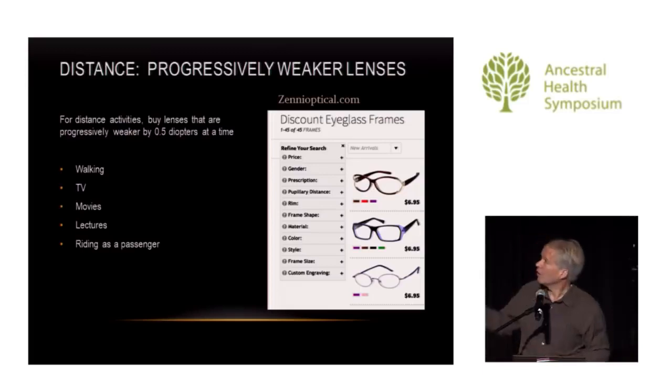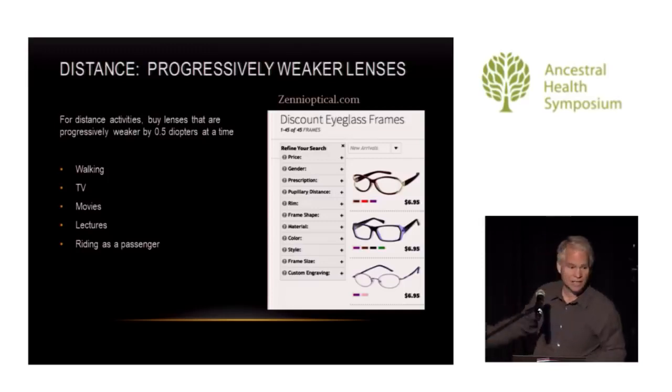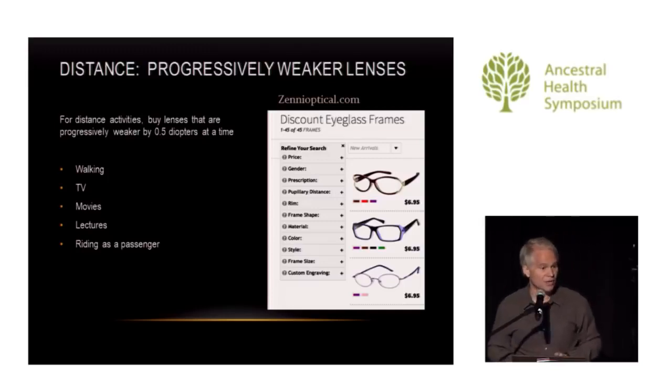But if not, go online, go to zennioptical.com, put in your prescription, and you have here some frames, about $7, and with the lenses, it might cost $20.